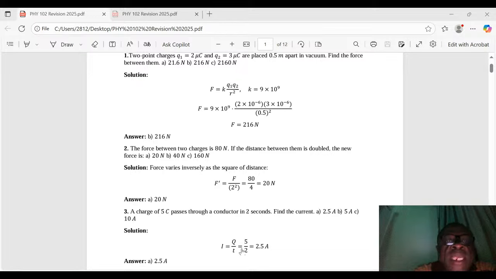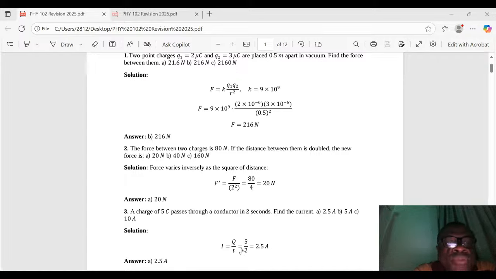So like I always say, the options are always very close. You see, A is 21.6 Newton, B 216 Newton, C 2160 Newton. So you need to be very, very careful. If you use your calculator for the formula, that is Coulomb's law, F is equal to K Q1 Q2 over R square. Q1 is given, Q2 is given. So if you substitute, you have that. So the correct answer is 216 Newton.